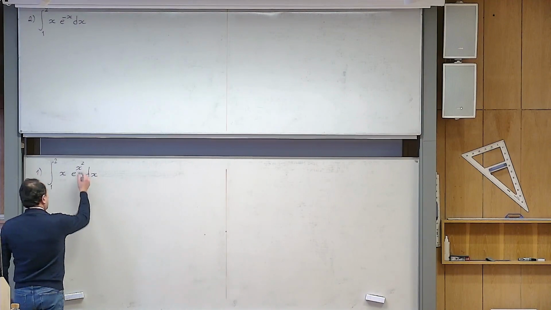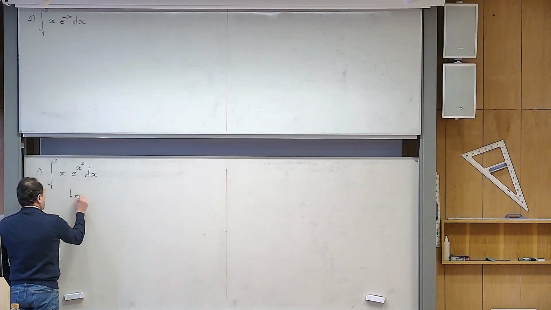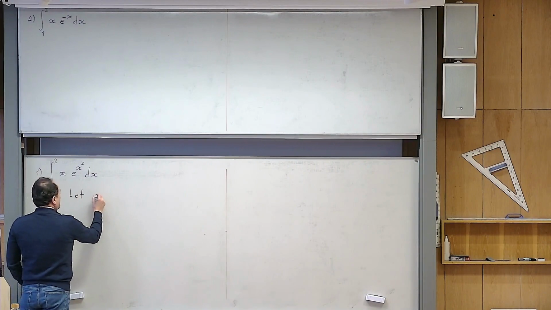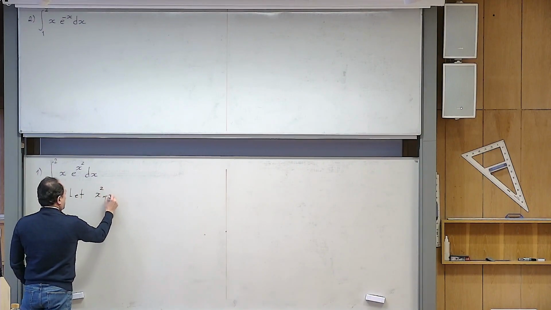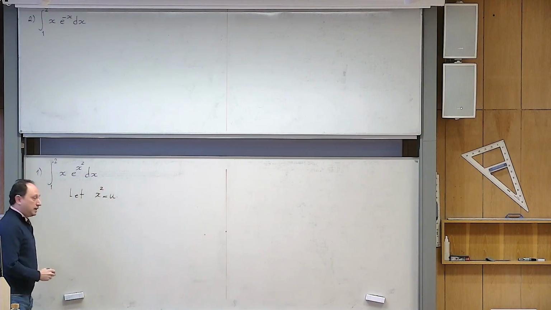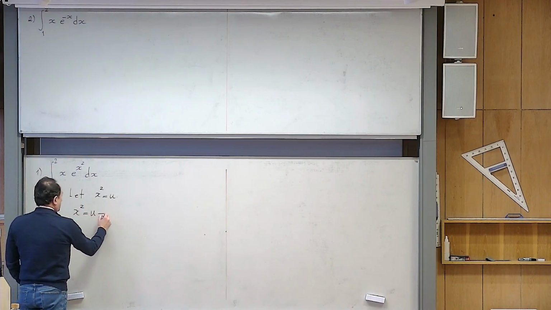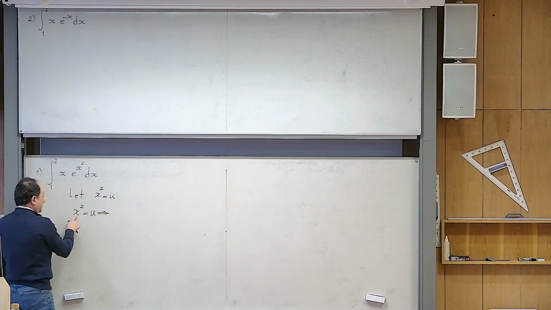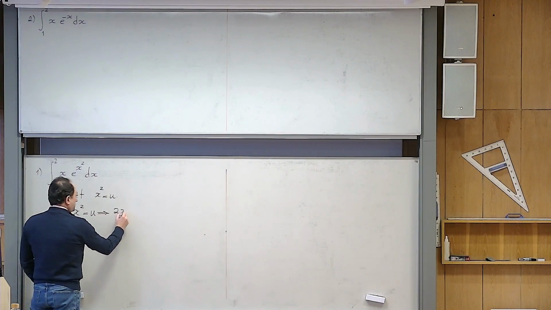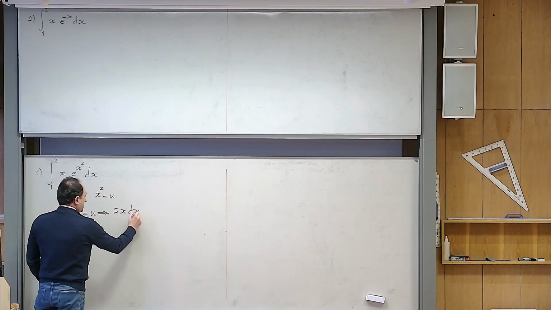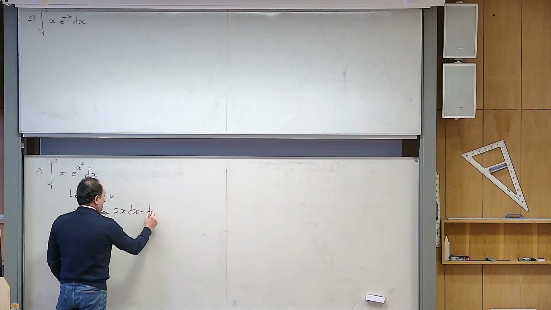Okay, so here we say let x squared be u. Okay? And then of course, if x squared is u, I differentiate both sides. The left-hand side, the derivative becomes 2x and then dx. The right-hand side becomes du.